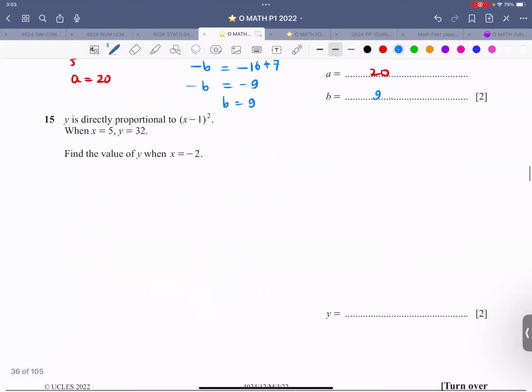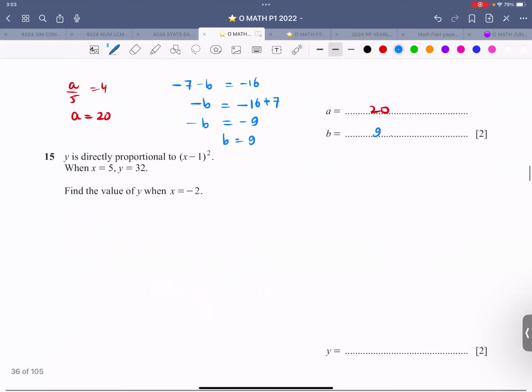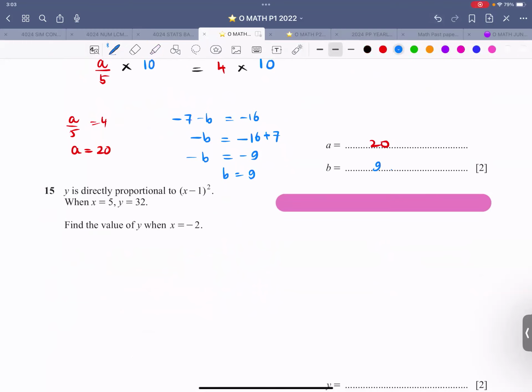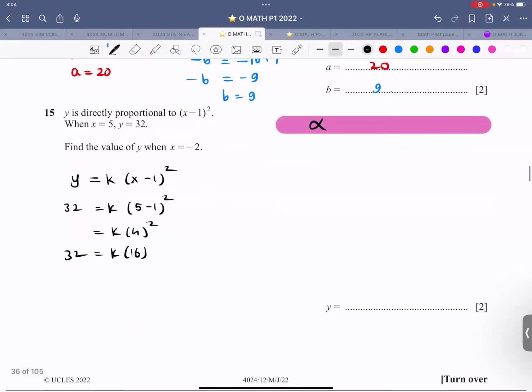Question number 15. And then I'll go and watch the clock. So let me write it over here. This is proportionality. Y is directly proportional to this thing. So this is k times x minus 1 whole square. X is 5, y is 32. So 32 equals k, x is 5, 5 minus 1 whole square. That is k, 4 square. That is k into 16. This is 32. Therefore, k comes out to be 2.